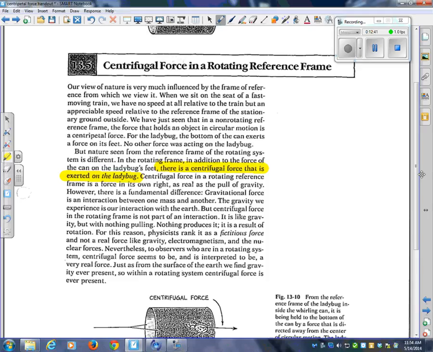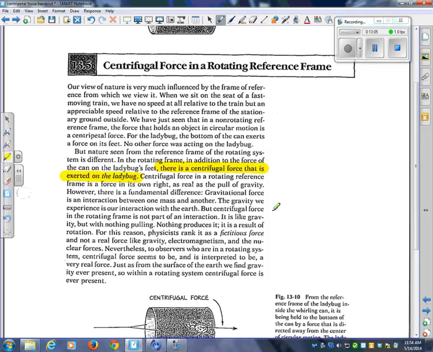However, there is a fundamental difference. Gravitational force is an interaction between one mass and another. The gravity we experience is our interaction with the Earth. But centrifugal force in the rotating frame is not part of an interaction. It is like gravity, but with nothing pulling. Nothing produces it. It is the result of rotation. There's no object that produces it.